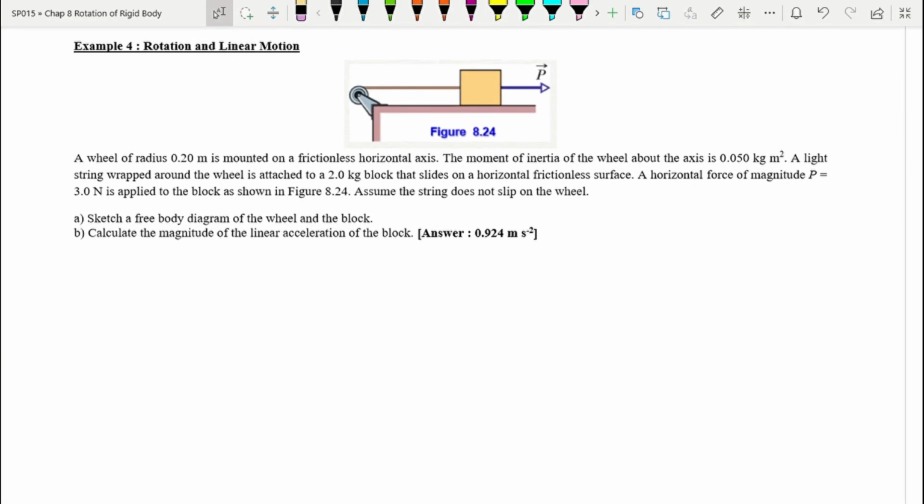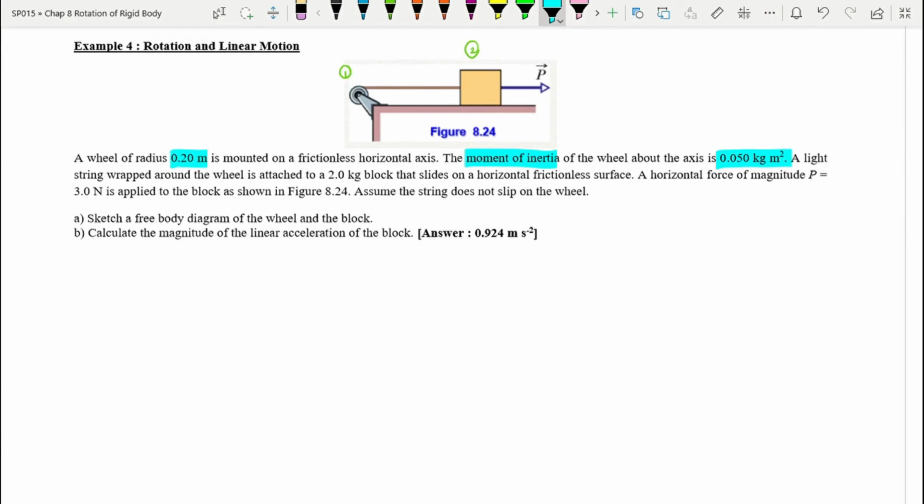Okay. So this system consists of two objects. Yang pertama dia adalah wheel that undergoes rotation. Dan yang kedua dia adalah block that undergoes linear motion. So ada rotational motion dan juga linear motion. Okay. So let's read the question first. A wheel of radius 0.2 meter is mounted on a frictionless horizontal axis. Okay, ini cerita pasal wheel ataupun pulley tu. The moment of inertia of the wheel about the axis is 0.050 kg meter square. So dibagi terus I untuk wheel.